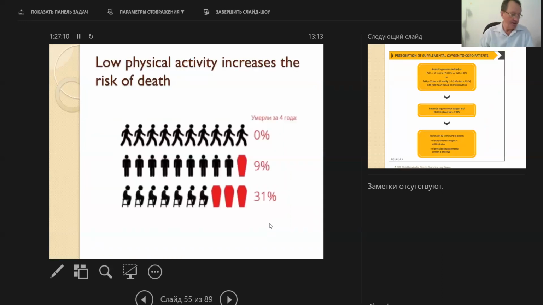Very important, a patient with COPD should be recommended physical activity. You can see that in patients with physical inactivity during 4 years, it's 31% mortality. Patients who have good physical activity, 0% mortality. That's why stopping smoking is grade A level of recommendation.